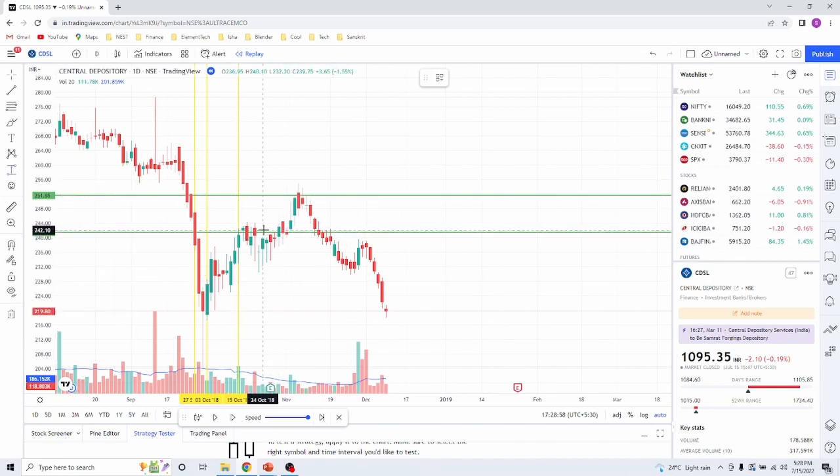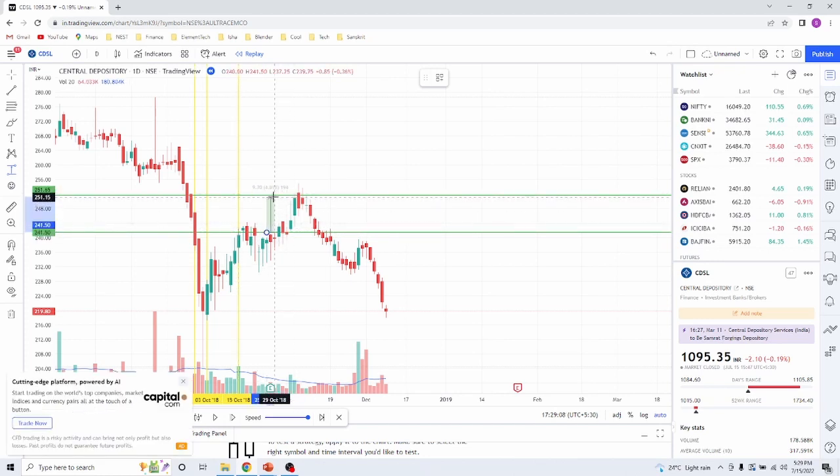So if you bought it here, on this day when the volume was good, and if you sold it off here and booked your profit, let's see how many rupees profit you made. So you made a profit of 10 rupees, because you bought it at 241.50 and you sold it at 251.60. So 10.2 rupees profit you made.